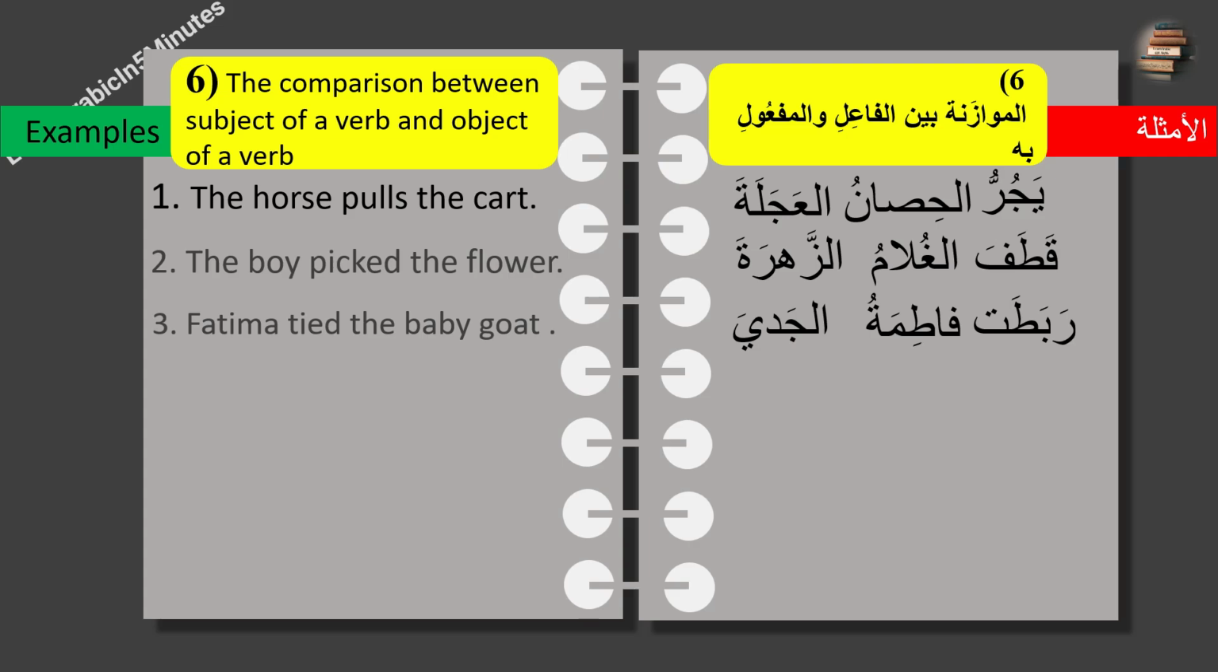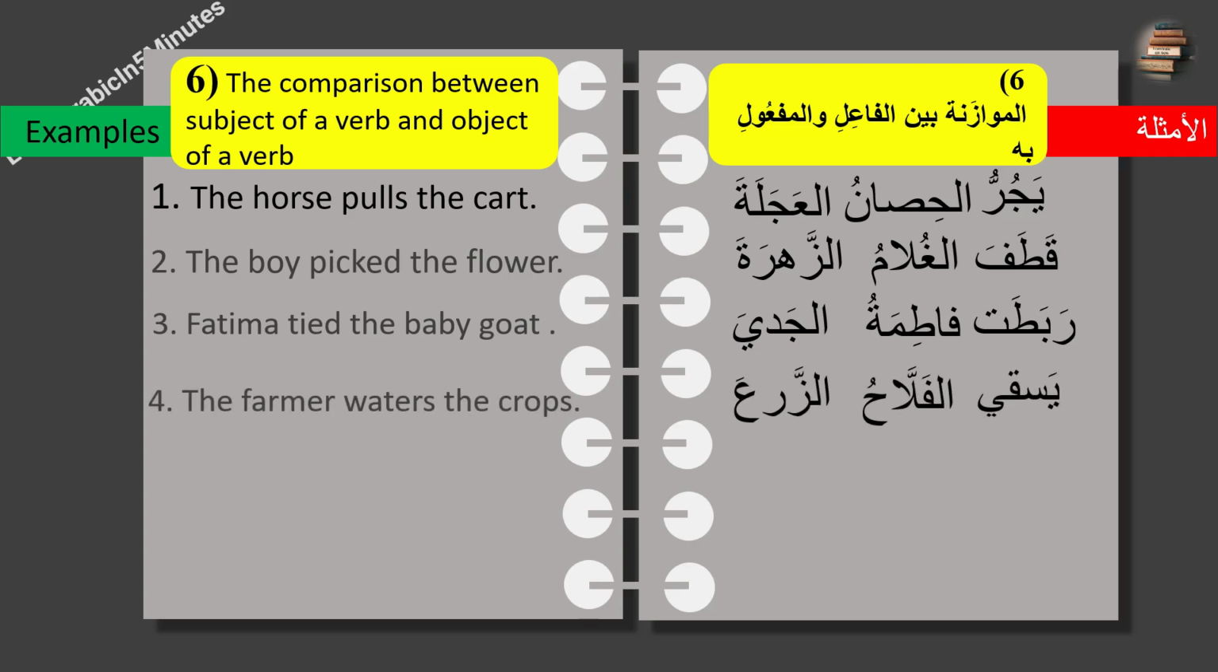Now, if you remember the lesson before, we might have at some point, not every time, but sometimes, translated shadda as tied, but that's not true. Shadda means tightened, as we correctly stated in the beginning of that lesson. But sometimes I think we might have said tied. But ربطت is tied. Fatima tied the baby goat.